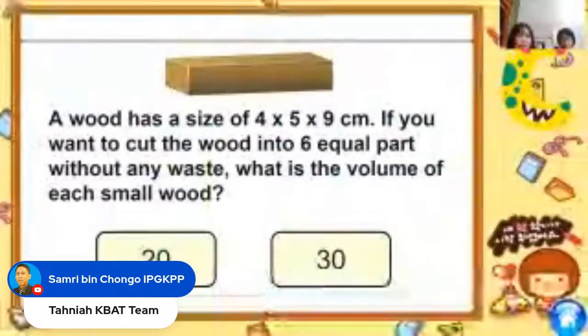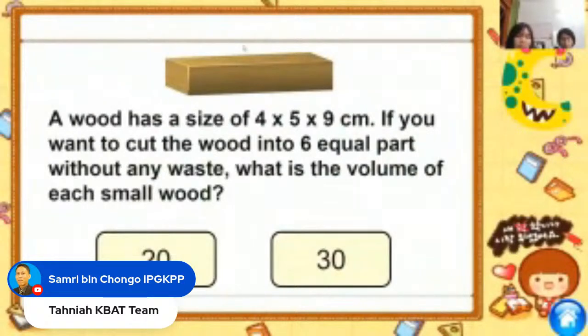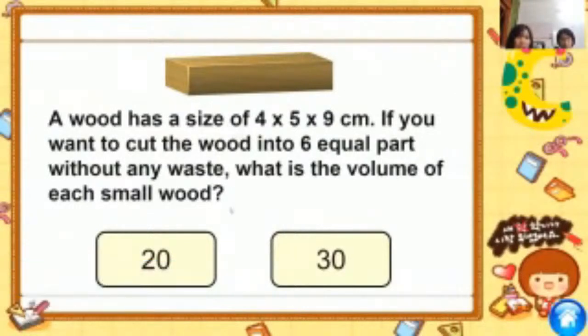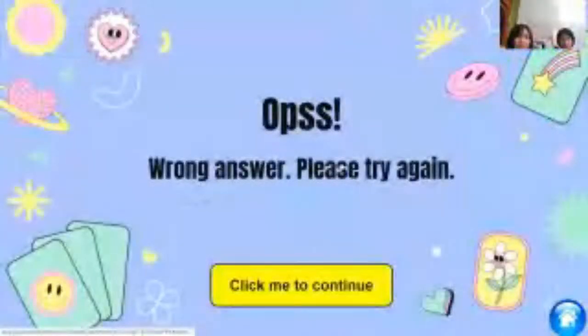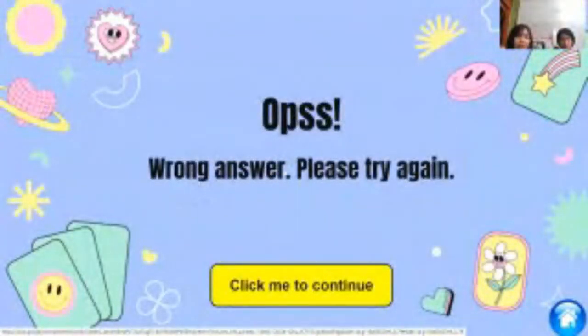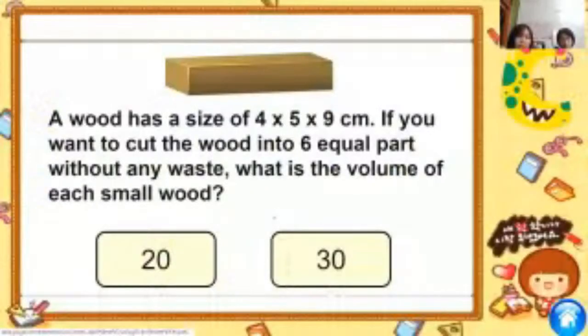Let's try C. Question C is: a piece of wood has a size of 4 times 5 times 9 cm. If you want to cut the wood into 6 equal parts without any waste, what is the volume of each small piece of wood? Students will answer this question. If they answer wrongly, they will get this slide, which tells them it's a wrong answer and they have to try again. They click the yellow button below and we bring them back to the question just now. The correct answer should be 30.